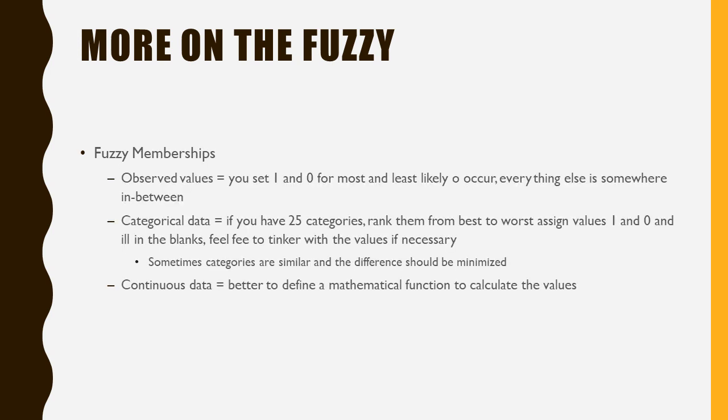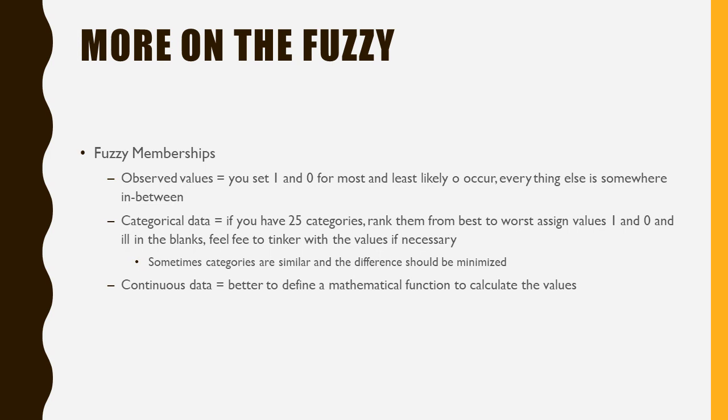Observed values, if you set them to 1 and 0, most likely everything is 1 or 0. But in general, observed values are not 1s and 0s. For the most and least likely to occur, everything else is usually somewhere in between. It's generally some degree of whatever the thing is that you're observing. In categorical data, if you have 25 categories, rank them from best to worst and assign values of 1 and 0 to either ends of the scale. What if it's somewhere in the middle?